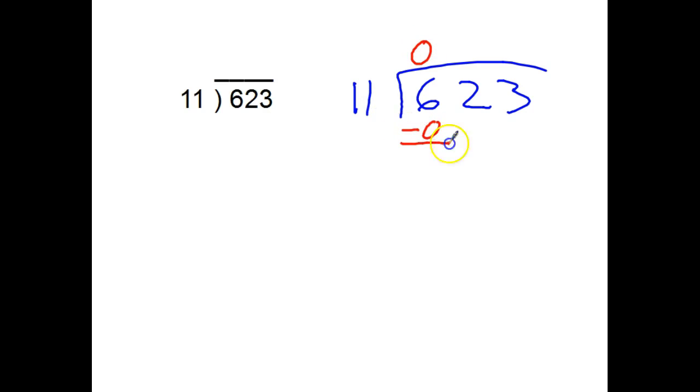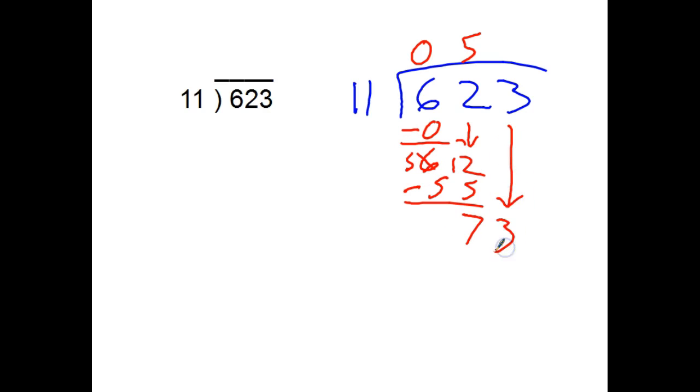Let you try this one out with the 11s. Remember, 11s are nice. Just write the other number twice. 11s in 6 would be 0. 11s in 62: 11, 22, 33, 44, 55, 5 of them. 55. 7 left over. Bring down my 3. 11, 22, 33, 44, 55, 66 for 6. Subtract, I got 7 left over. 56, remainder 7.